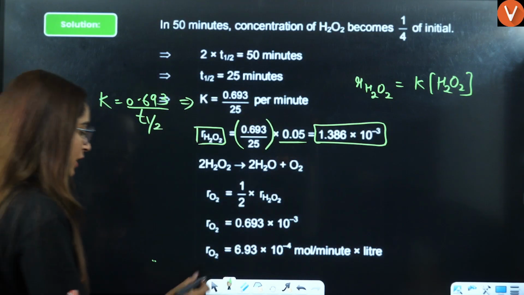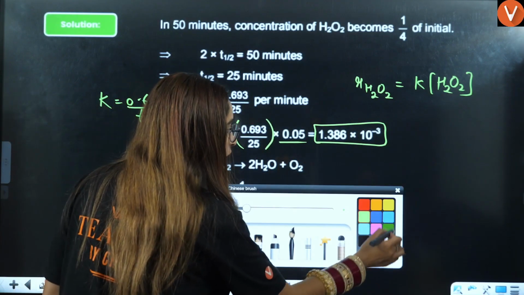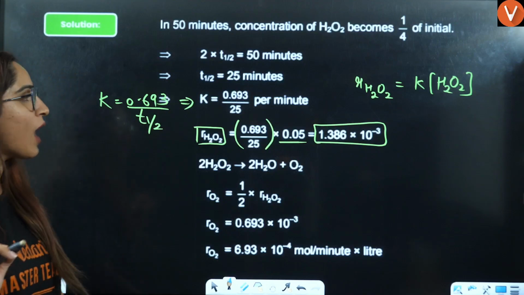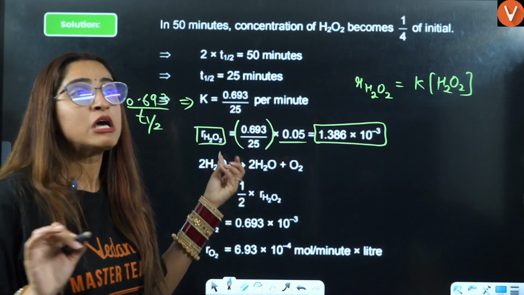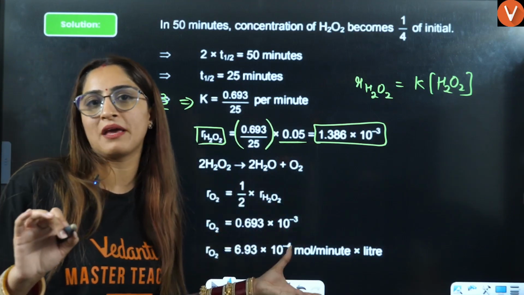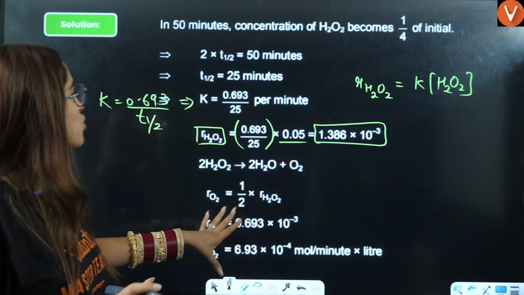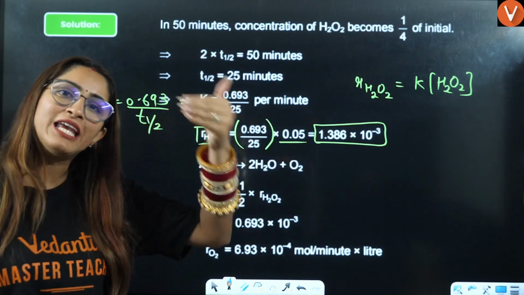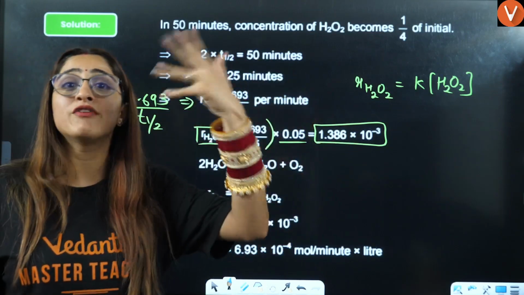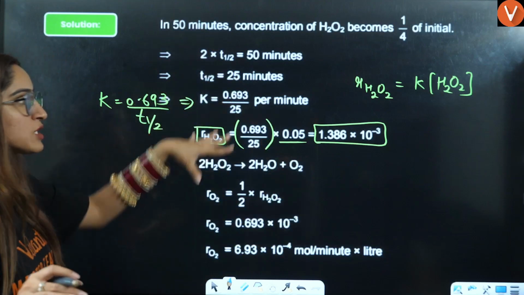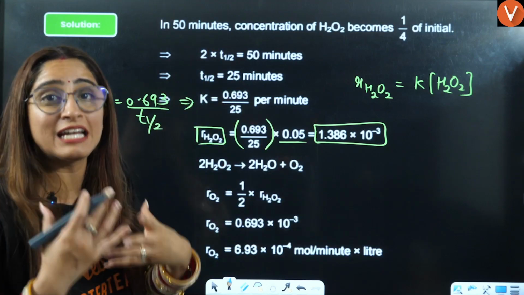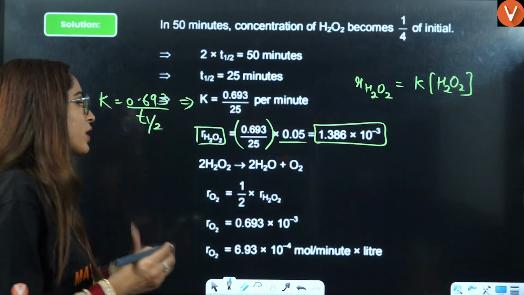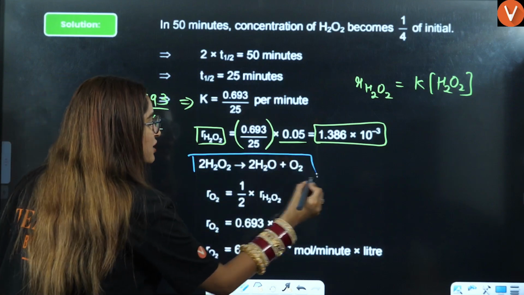Now, a very important point, because in this question you have so many things: the rate law expression, rate of reaction, rate of disappearance, the formula, and the value of t half and 0.693. Everything they have asked here. That is why this question automatically becomes a very interesting question. As you can see the reaction here.